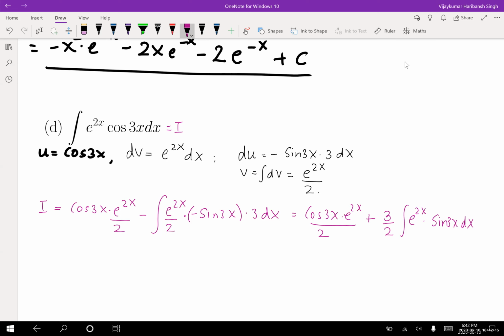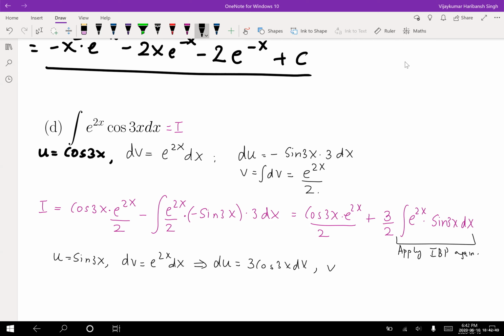Now we'll apply by parts again here. Apply integration by parts again. So in that case, what do you have? You have your new u is sine 3x. Your dv is same as e to the power 2x dx. This gives us du equals 3 cos 3x dx, and v is again e to the power 2x by 2.